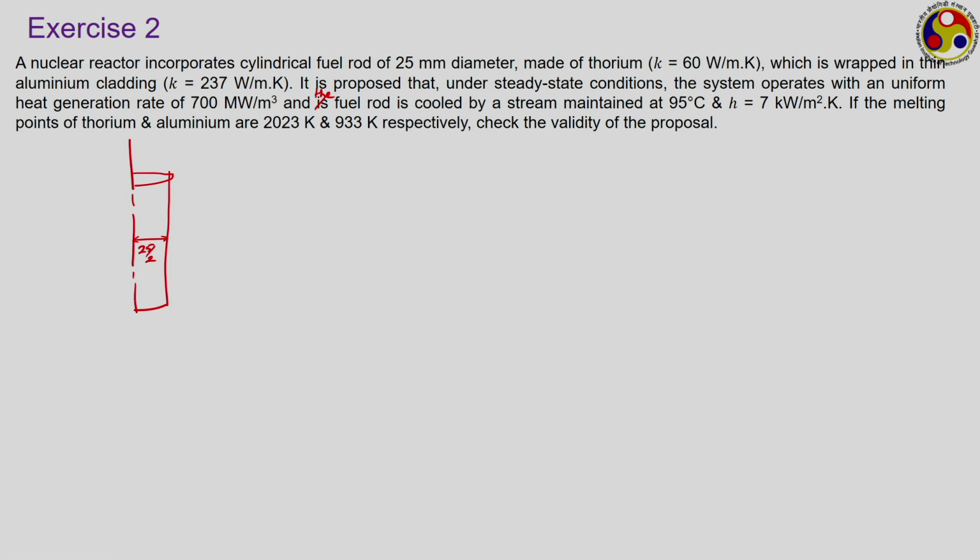There is heat generation happening inside the cylinder, and outside we have a fluid flowing with temperature T infinity. In this case T infinity is set at 95 degrees Celsius, which is equal to 368 Kelvin. The corresponding convective heat transfer coefficient is 7 into 10 cube watt per meter square Kelvin. So, you have to solve this problem.